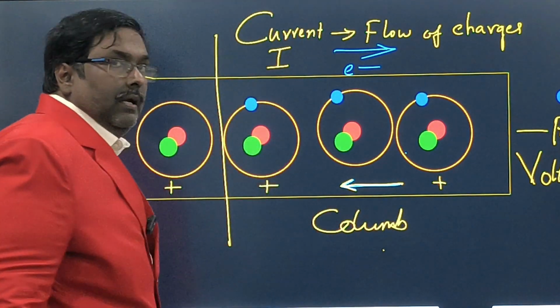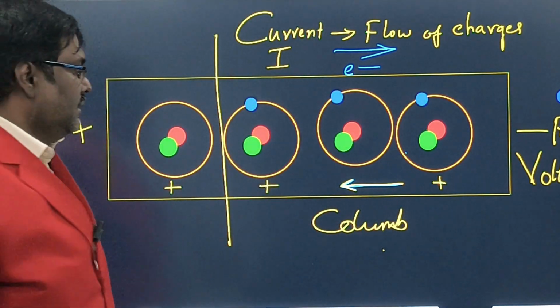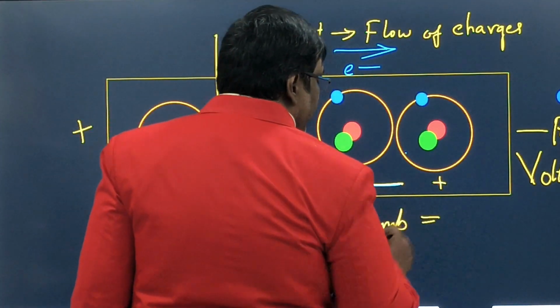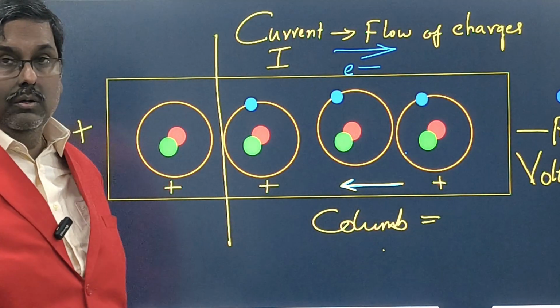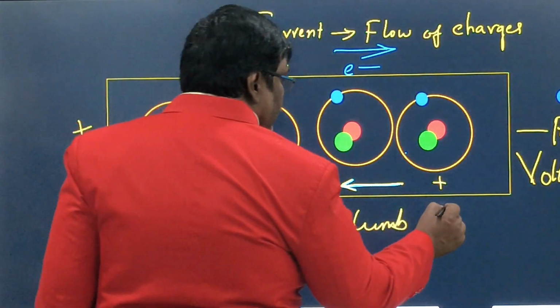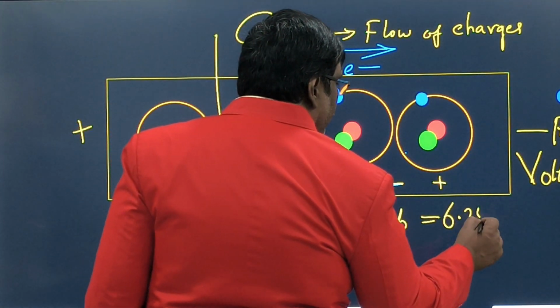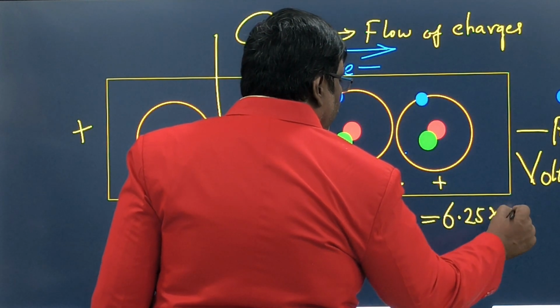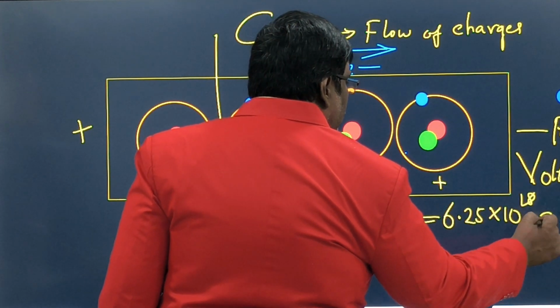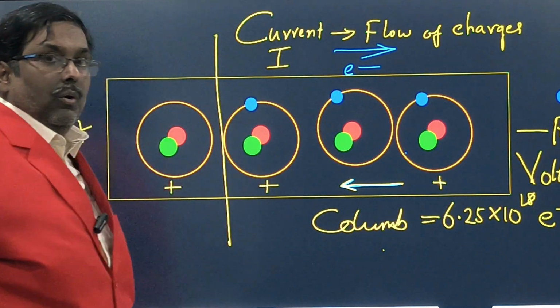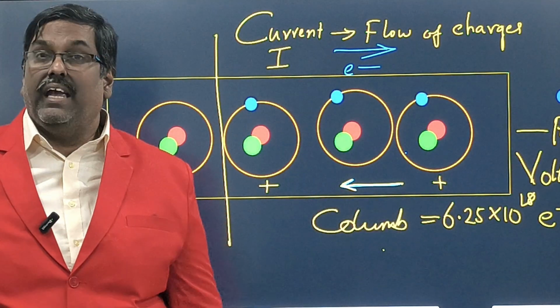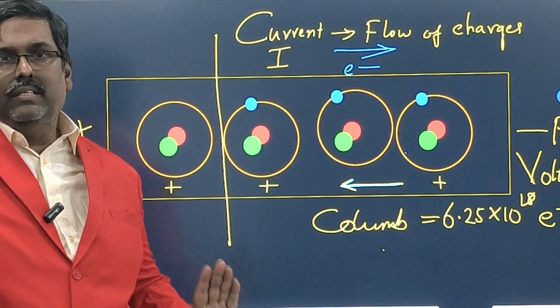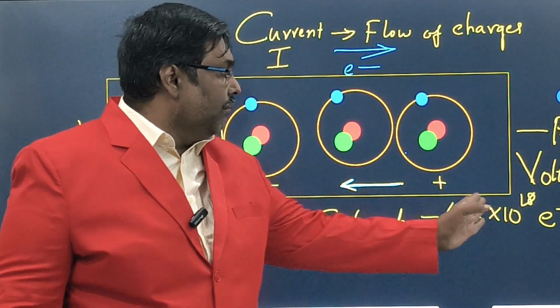Coulomb. Coulomb, this is C, the unit of charge. 1 coulomb is equal to 6.25 times 10 to the power of 18 electrons. You can imagine how big this number is, 10 to the power of 18 digits.